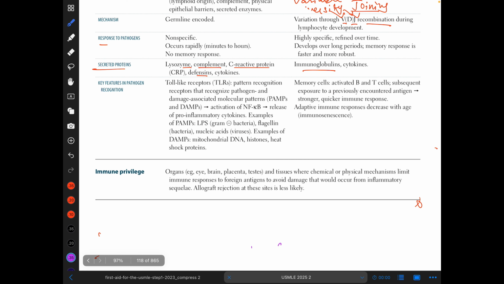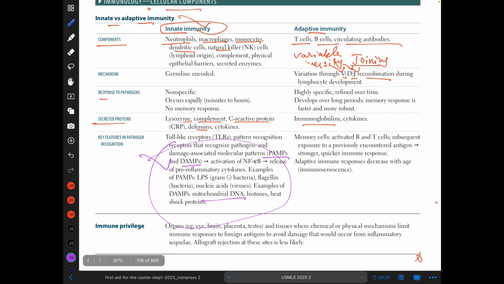This is all about innate immunity, how innate immunity recognizes the pathogens and microorganisms through PAMPs and DAMPs. Whether it's LPS, peptidoglycan, mannose, anything, they will give the same response to every stimulus, every endotoxin, every component of a microorganism, because they are non-specific. But adaptive immunity is more specific. They have memory, and activated B and T cells on subsequent exposure to a previously encountered antigen have a stronger, quicker immune response.